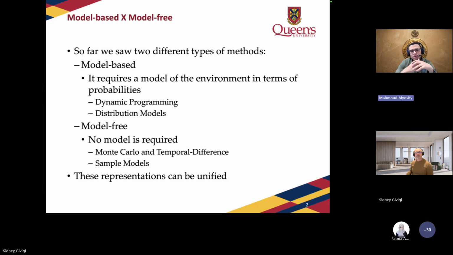Yes, doctor. In RL, is there any approach that is a mix between model free and model based? Which one? Sorry, which model are you referring to? A hybrid model between the model based and the model free. Yeah.